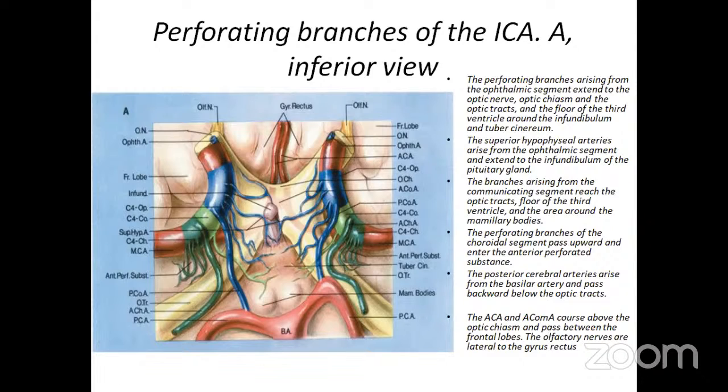Again, in this diagram, as I have told you before, these are the superior hypophyseal arteries, the branches that arise from the communicating segment. This is the communicating segment, light green in color. The branches go to the floor of the third ventricle, and also supply the optic tracts. The perforating branches that come through the choroidal segment enter through the anterior perforated substance. These are the perforating branches that enter through the anterior perforated substance.